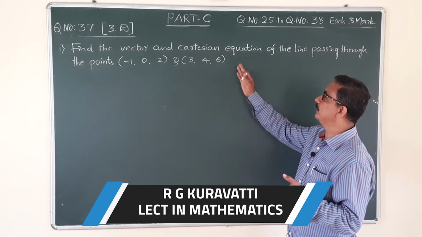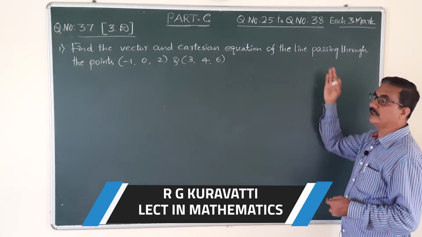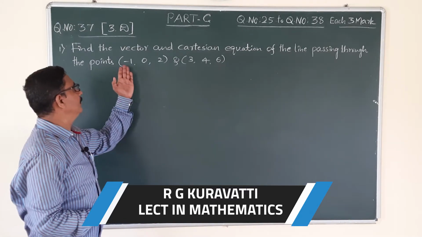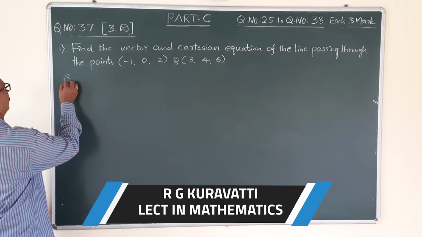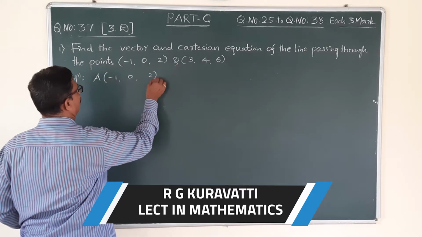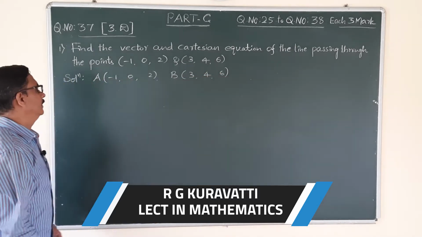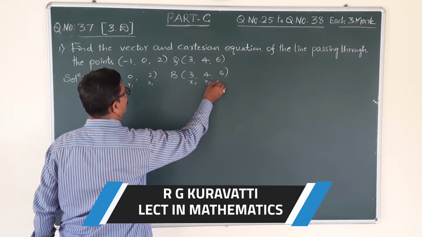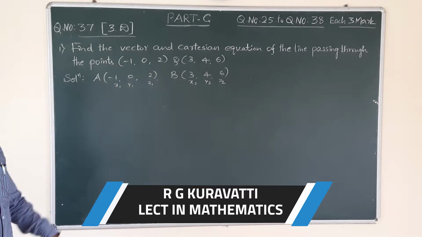So the first problem in 3D, a 3 mark question: Find the vector and Cartesian equation of the line passing through the points. How many points are given? 2 points, namely -1, 0, 2 and 3, 4, 6. Here A is the point -1, 0, 2 and B is the point 3, 4, 6. Call them x1, y1, z1 and x2, y2, z2. Now find the vector equation as well as the Cartesian equation of the line.